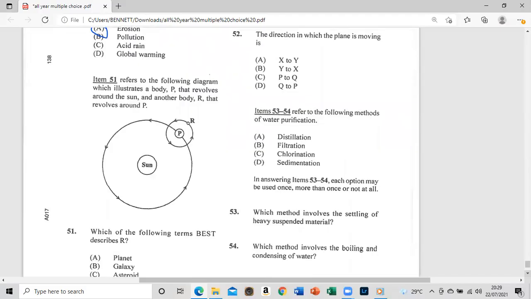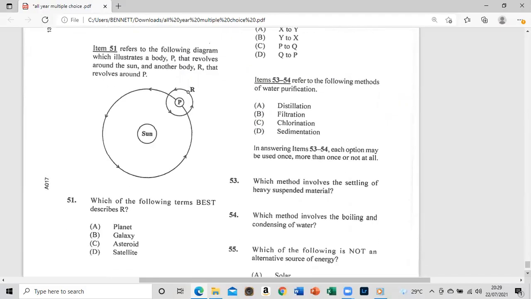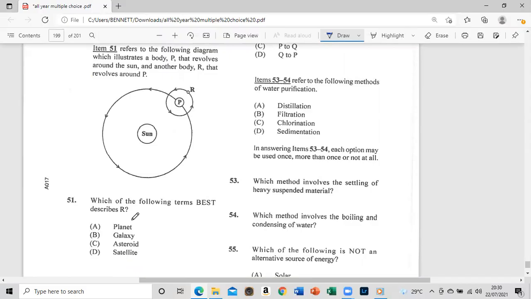All right, 51 refers to the following diagram, which illustrates a body P that revolves around the sun. So we know that P is probably the Earth, revolving around the sun, or one planet. And another body R that revolves around P. So R revolves around P. Which of the following terms best describes R? Is it a planet? No. A galaxy? It's a satellite. And we know the moon is a satellite, don't we?